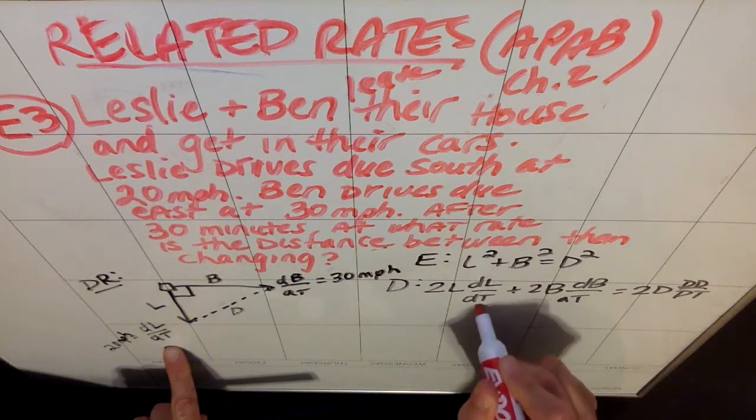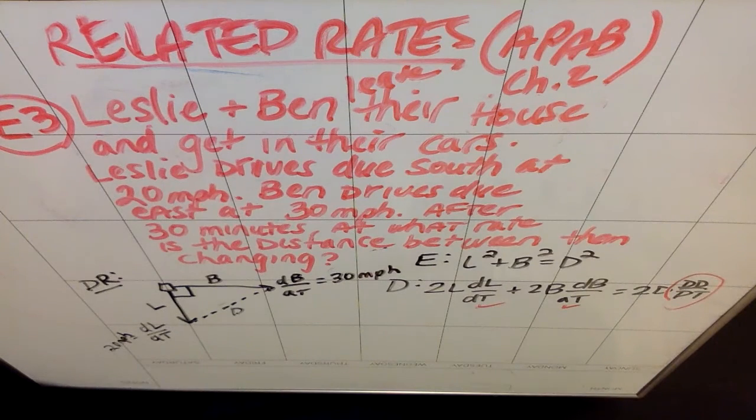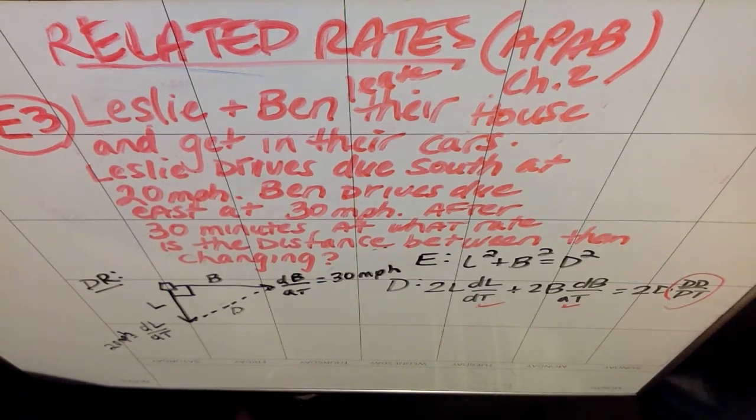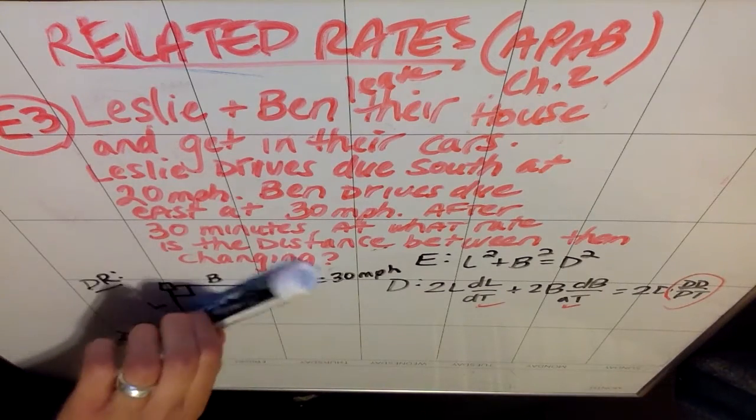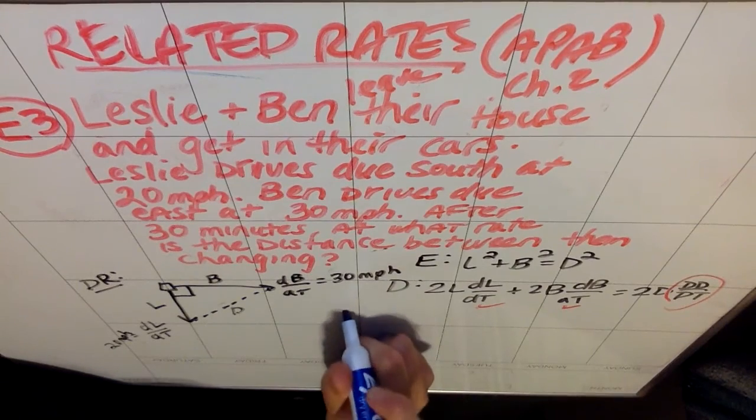I know dB/dt, right? I want dD/dt, right? I want the rate at which the distance is changing. So really, it seems like the stuff I need to find are L and B and D, right? L and B and D. So now we can talk about when we get to that specific time, right?